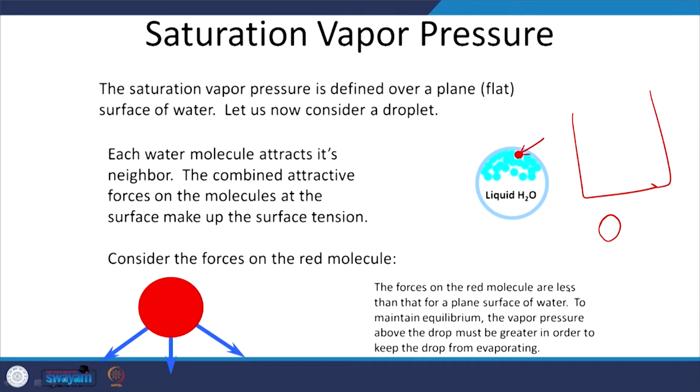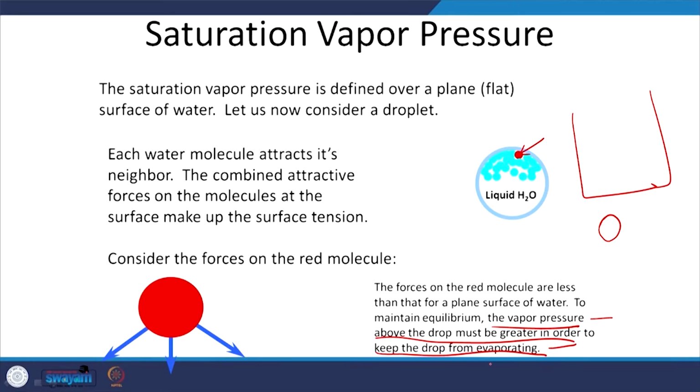The forces on the red molecule are less than those for a plane surface of water. It is obvious, visually you can appreciate that it shares its neighborhood with fewer molecules in comparison to the case of the plane surface of water. So, the molecule is bound by attractive forces to a lesser extent. To maintain equilibrium, the vapor pressure above the drop must be greater in order to keep the drop from evaporating.